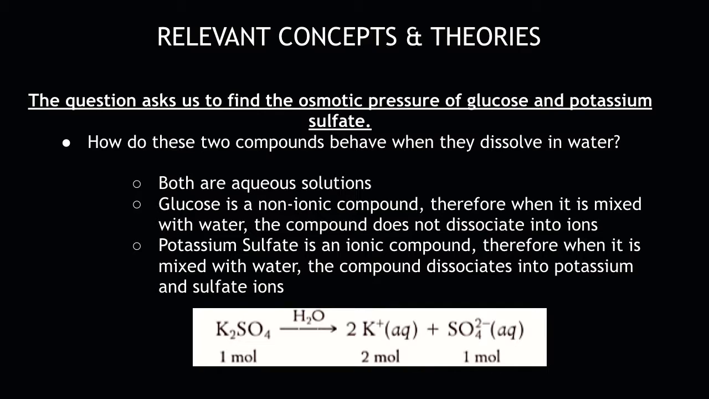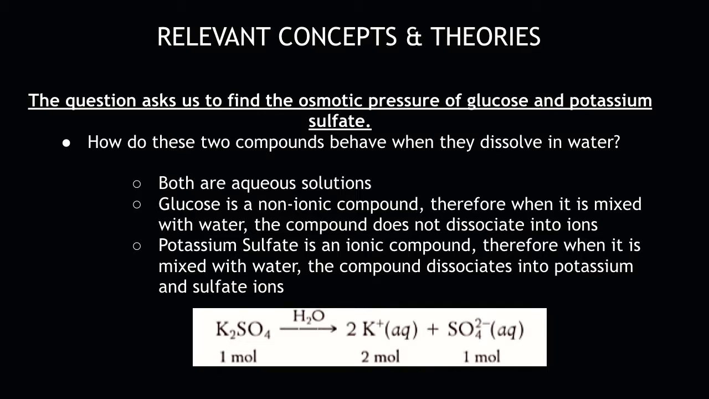The question we want to ask is to find the osmotic pressure of glucose and potassium sulfate. So we have to ask ourselves, how do these two compounds behave when they dissolve in water? Both are aqueous solutions, which is relevant, but what's more relevant is whether they're ionic or non-ionic compounds. Since glucose is a non-ionic compound, when it's mixed with water, it doesn't dissociate into ions. So glucose isn't really breaking down at all.